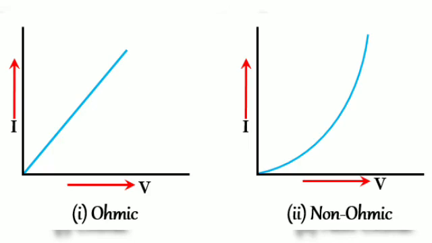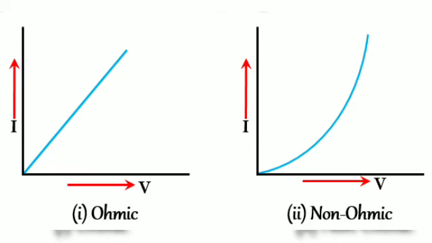So he took two types of conductors, ohmic conductors and non-ohmic conductors. In ohmic conductors, he took the metals, all good metals. And in non-ohmic, he took alloys and semiconductors, and he plotted the graph. As you can see in the first figure for ohmic, it is a straight line, and in the second diagram it is showing a curved line.